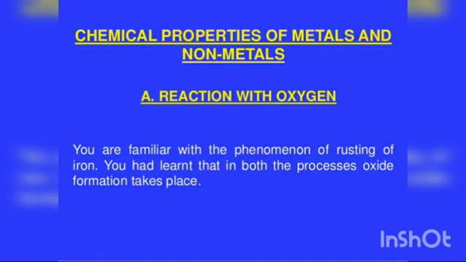Okay, in this, you are familiar with the phenomenon of rusting of iron, isn't it? Rusting of iron is nothing but the iron materials getting rust if they are exposed to air, or sorry, to water. This is called rusting of iron. You had learned that in both processes oxide formation takes place, isn't it? So that also we are going to study in this chapter. This is chemical properties of metals and non-metals, children.